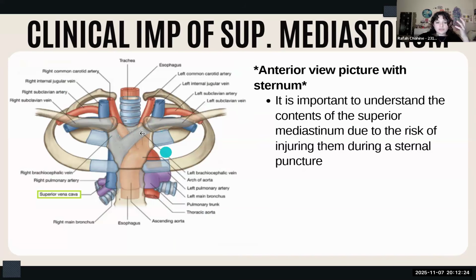Anteriorly in the superior mediastinum, what do we find? We find the manubrium of the sternum, right? What did I tell you we can do at the sternum clinically?